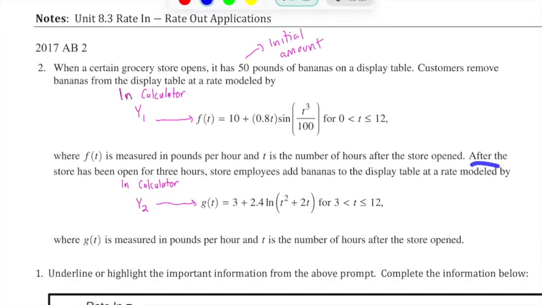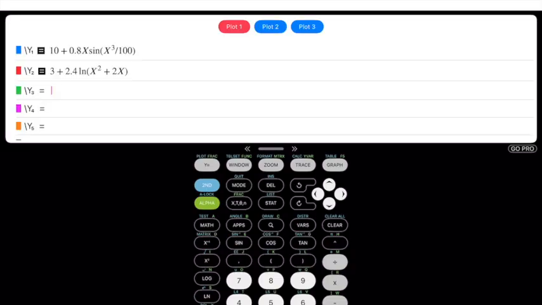This is a key part. After the store has been open for 3 hours, the employees add bananas to the display table modeled by this function, where g is measured in pounds per hour and t is the number of hours. So again, that 3 represents 3 hours after the store opened to 12 hours after the store opened. And these are in the calculator in Y1 and Y2. If you go to your Y equals, I have my two functions as Y1, that's the rate out, and Y2 is the rate in.